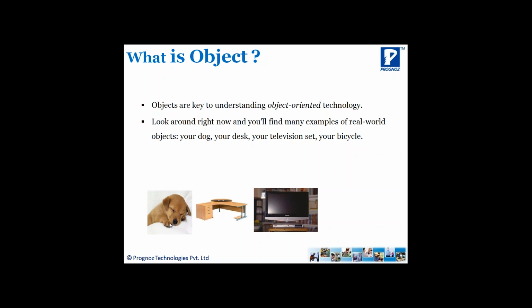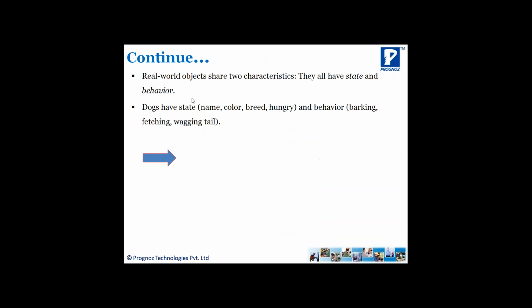This dog has a different name, this dog has a different color, and this table is still a desk or a table only, but we can create a copy with changes of attributes or variables, you can say state. The television may have a different brand name, size and screen size. Object means your dog, your desk, your television, your bicycle, everything. That's why they discuss the bicycle here.